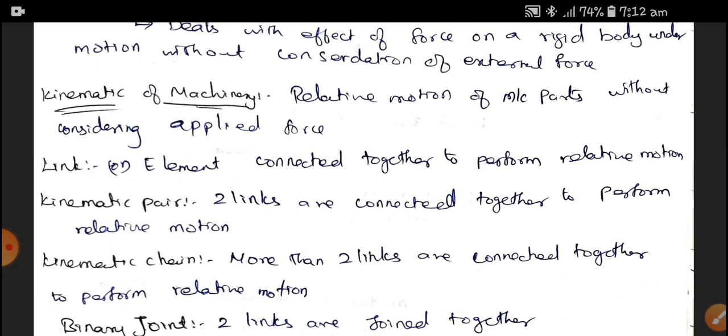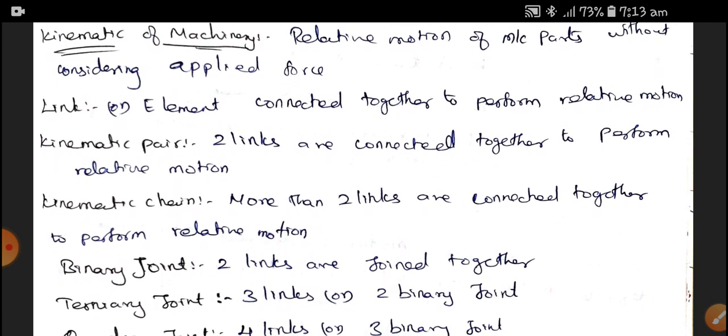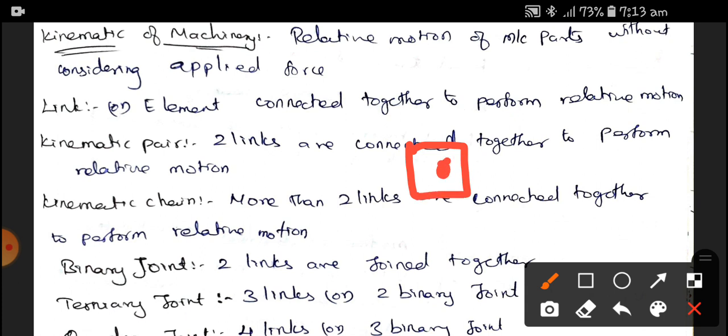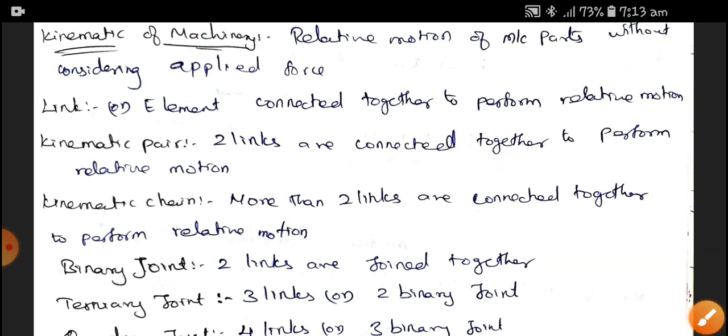And next one is the kinematic pair. The kinematic pair is a very important and interesting thing. Two links are connected together to perform a relative motion. In the previous example, the piston, connecting rod and the crankshaft are different types of elements. So how are we connecting these two links? For an example, if the piston is connected with the connecting rod by means of a gudgeon pin, the gudgeon pin will act as a kinematic pair. The different types of pairs will come in the next content. So first of all, you have to understand what is meant by kinematic pair. Two links are connected together to perform relative motion.